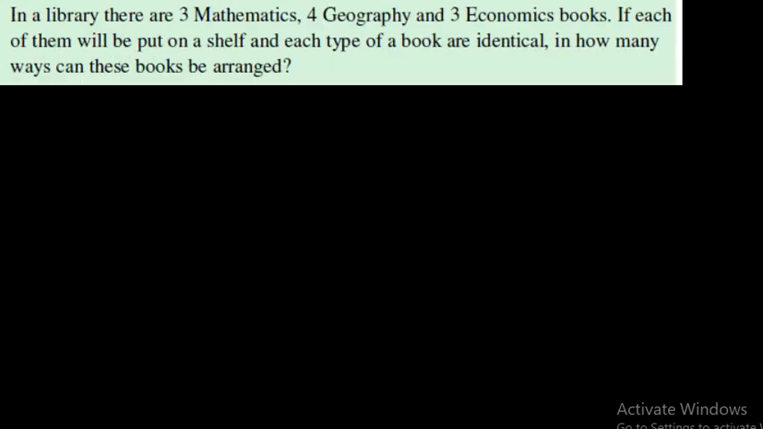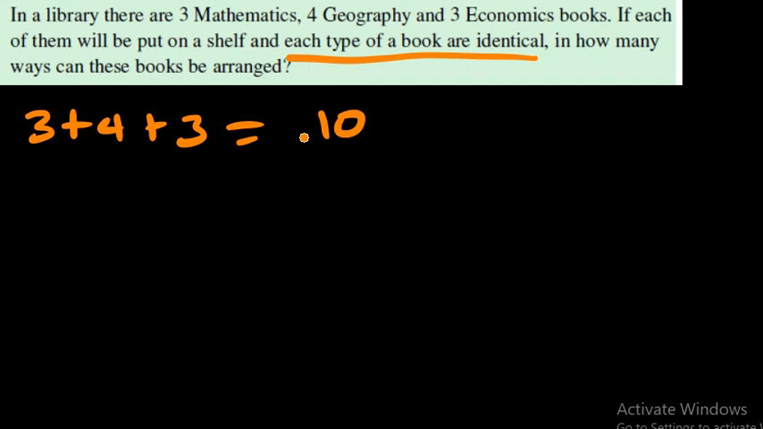Okay, let's proceed. In a library, there are 3 mathematics, 4 geography, and 3 economics books. If each of them will be put on a shelf and each type of book is identical, here is the key point. What does he say? If each of the books will be put on the shelf and each type of book is identical, in how many ways can these books be arranged? Of course, 3 plus 4 plus 3 is 10 books.